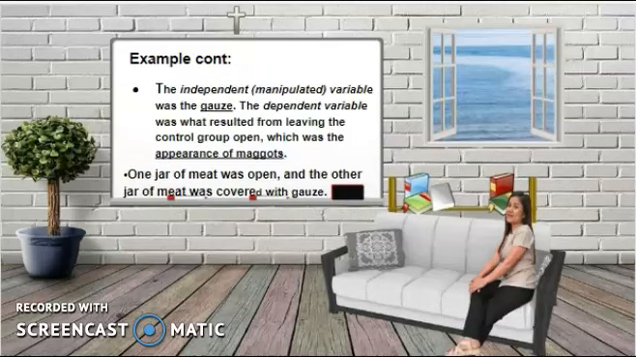Then, let's identify the independent variable. The other term given for independent variable is manipulated variable. In the experiment of Francesco Redi, it's the gauze that is the independent variable. Then, the dependent variable is the appearance of maggots.